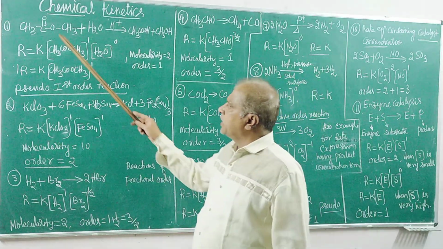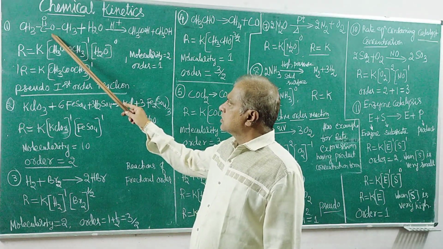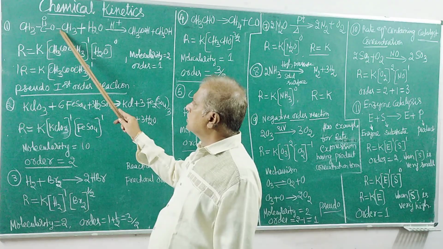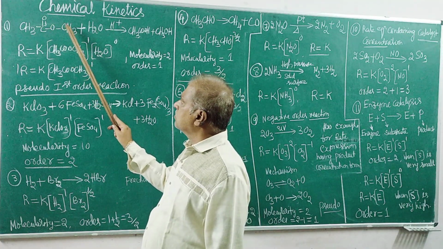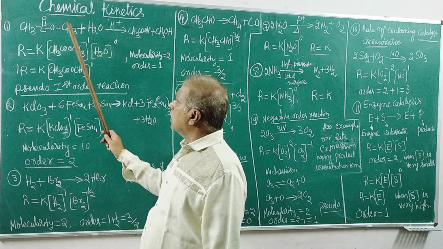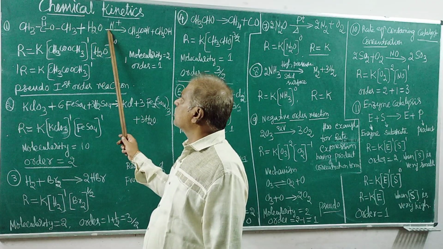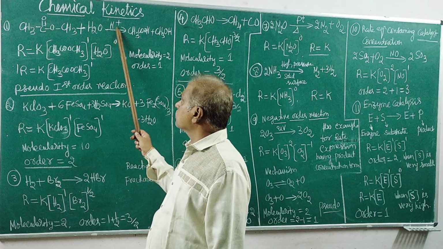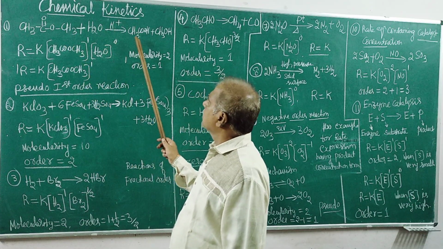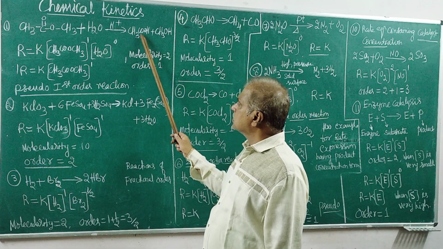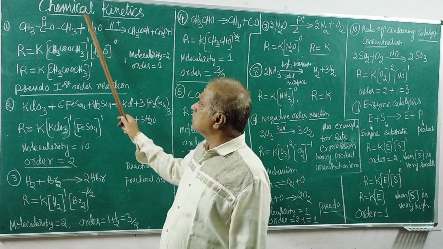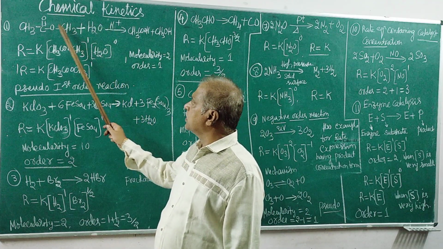I am taking this chemical reaction. This is an organic compound, generally called an ester. It is methyl acetate. It undergoes hydrolysis. It can react with water in the presence of a mineral acid, HCl or H2SO4, as a catalyst. Water combines, forming acid and alcohol: acetic acid and methanol. It is known as acid hydrolysis of ester, acid hydrolysis of methyl acetate.